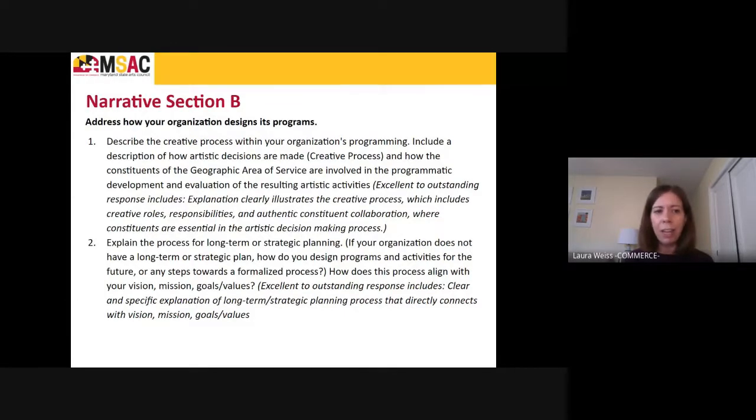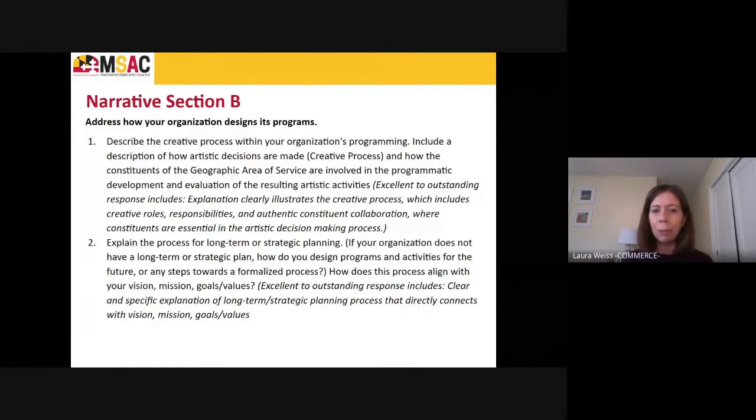The second question is focused on long-term or strategic planning, and that is to explain the process for long-term or strategic planning. If your organization does not have a long-term or strategic plan, how do you design programs and activities for the future, or any steps towards a formalized plan? And how does this process align with your vision, mission, goals, and values? An excellent to outstanding response here includes a clear and specific explanation of a long-term or strategic planning process that directly connects with vision, mission, goals, and values.